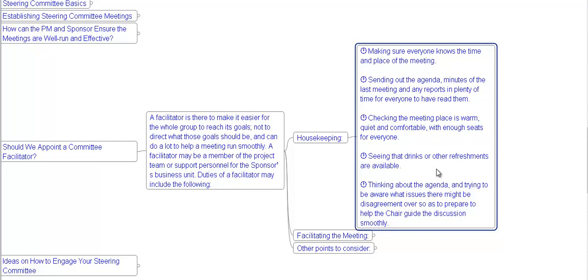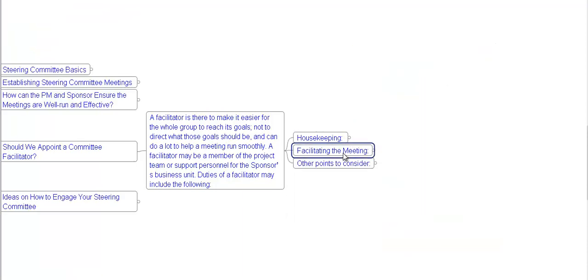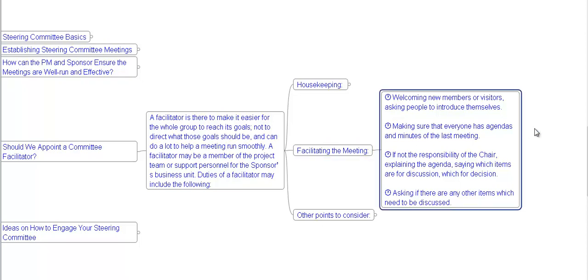Think about the agenda and try to be aware of issues there might be a disagreement over, so as to prepare to help the chair guide the discussion smoothly. Facilitating meetings. Welcome new members or visitors, asking people to introduce themselves, making sure that everyone has agendas and minutes of the last meeting. If not, it is the responsibility of the chair to explain the agenda, saying which items are for discussion, which for decision. Ask if there are any other items which need to be discussed.